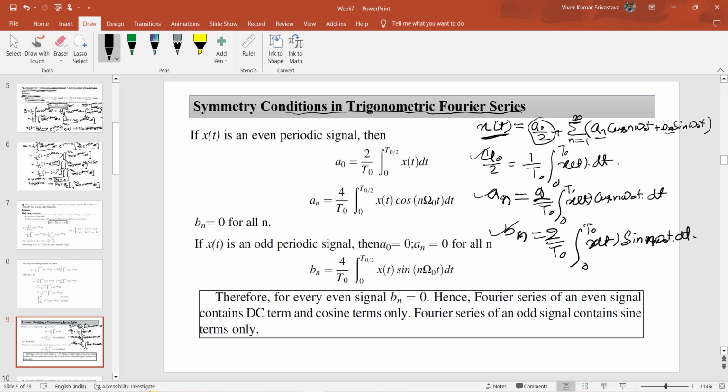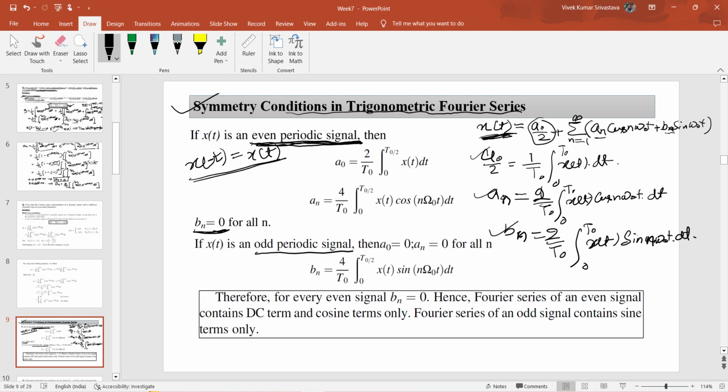But if the signal given to us has some symmetry, that is, whether it is an even periodic signal or an odd periodic signal, then it will be very easy for us if we apply this symmetry condition. Suppose the signal is an even periodic signal, it means that x of minus t equals x of t. If the signal satisfies this condition, then b n will be 0.